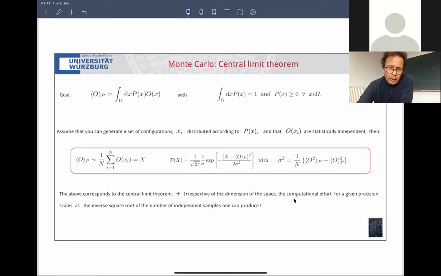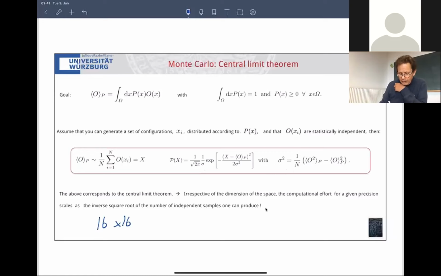Now, what is remarkable for the Monte Carlo method is that this error, the scaling of the error as a function of 1 over the square root of the number of samples, or the CPU time, essentially, is independent of the dimension of the space, right? So you can use this. Strictly speaking, Monte Carlo is a bad method, but it becomes very attractive when we have very high dimensions, right?